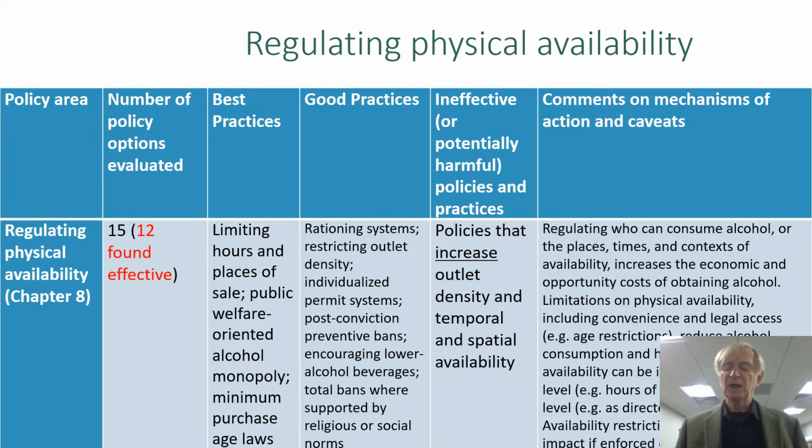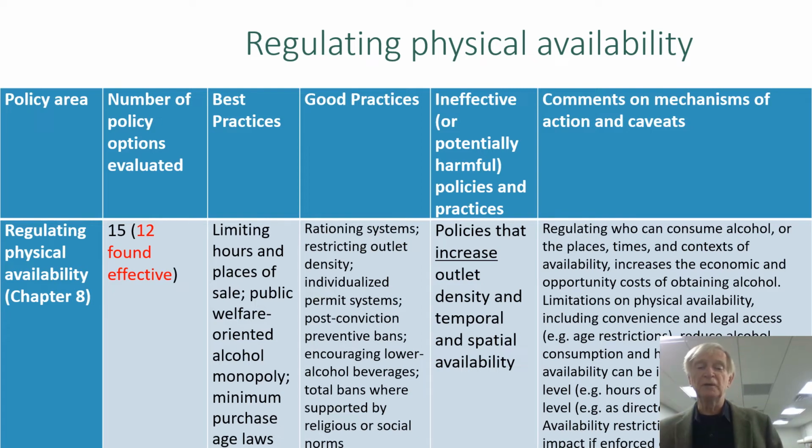The second area where we have good best practices is in the area of regulating the physical availability of alcohol. We evaluated 15 policies. 12 of them were found to be effective. They mainly consist of limiting the hours and the places of sale, often through licensing systems, public welfare-oriented state monopolies, which limit the price and the availability of alcohol, and minimum purchase age laws. So these policies have been found to be best practices.